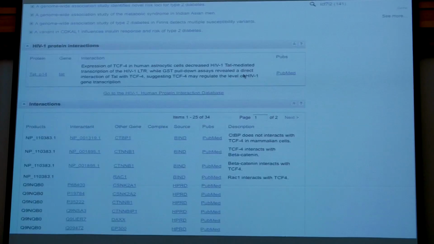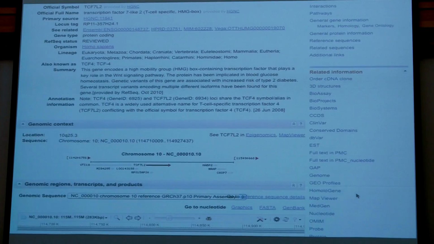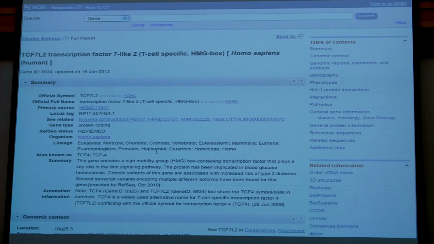It's so big, so big that there's a table of contents for the page. And a bunch of related information that isn't even on this page. But that's okay. So we start up at the top. The summary is a good place to look. It tells you a sentence or two about what's important about this gene.